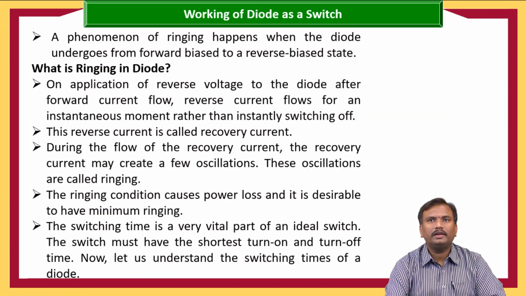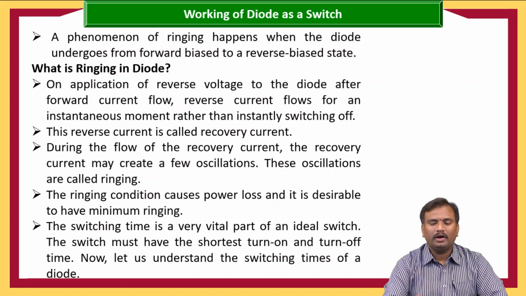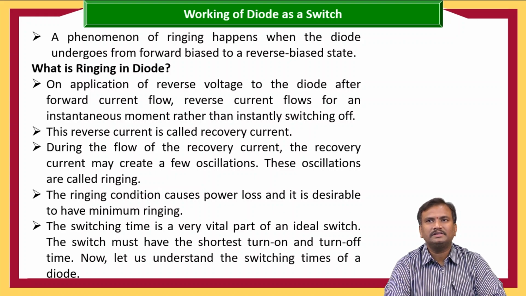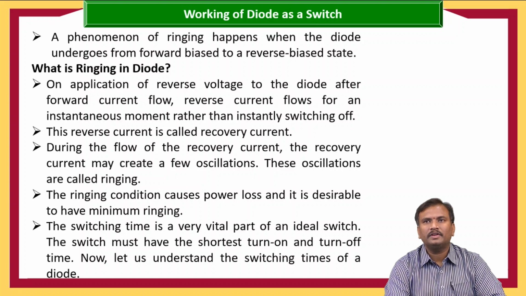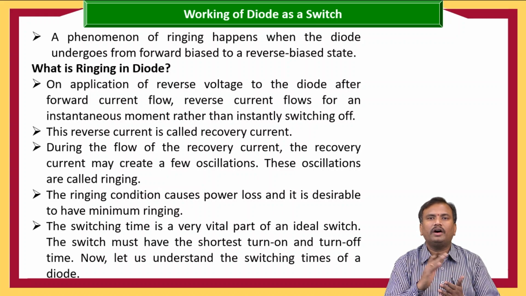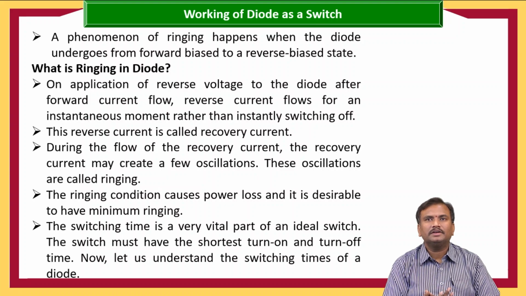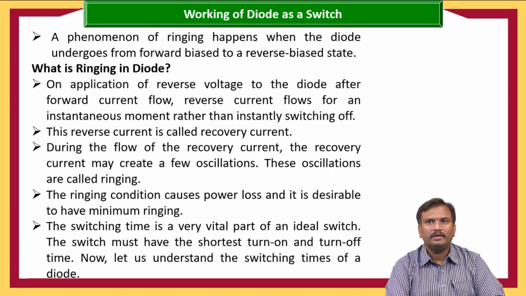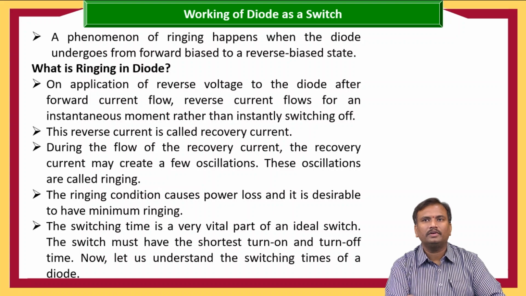Now, what is ringing in a diode? The phenomenon of ringing happens when the diode goes from forward bias to reverse bias state. Ringing is nothing but this process of shifting from forward bias to reverse bias. On the application of reverse bias voltage to the diode after the current flow, the reverse current flows for an instantaneous moment rather than the diode instantly switching off.